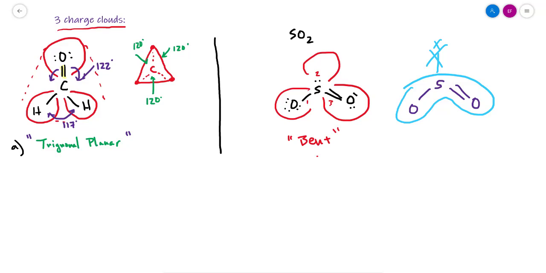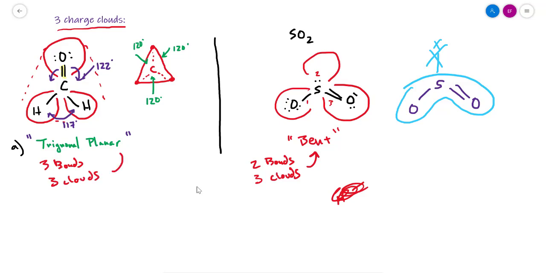Something very similar that falls within this category would be water. So water, actually, I'm sorry, we'll get to water here in a second. So SO2 has this bent structure. It's got 2 bonds, 3 clouds, bent. Trigonal planar's got 3 bonds, 3 clouds, which gives rise to that trigonal planar shape.